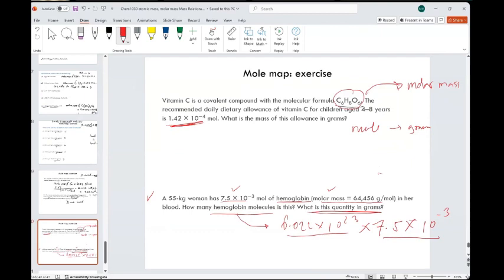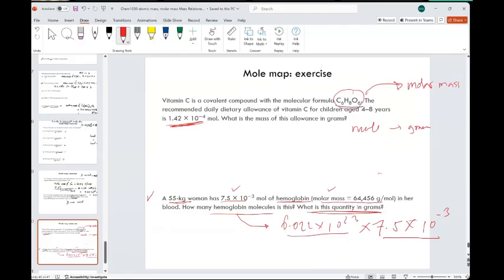And you see the 55 kilogram value, the weight of the woman is not relevant here. It's just a confusing, tricky situation. We don't use that value 55 in our calculation. All we need is just the mole, molar mass, and Avogadro number.